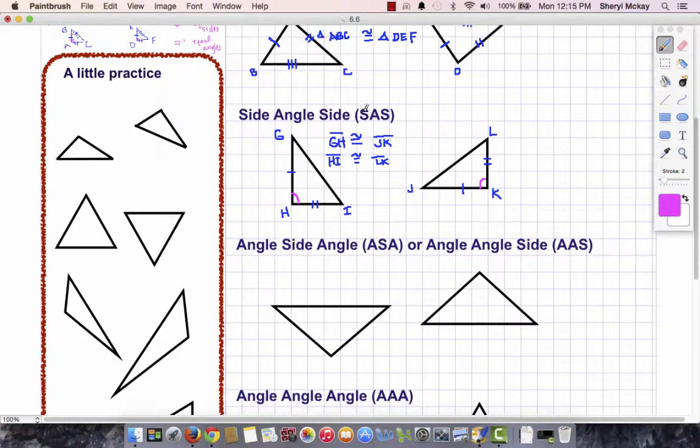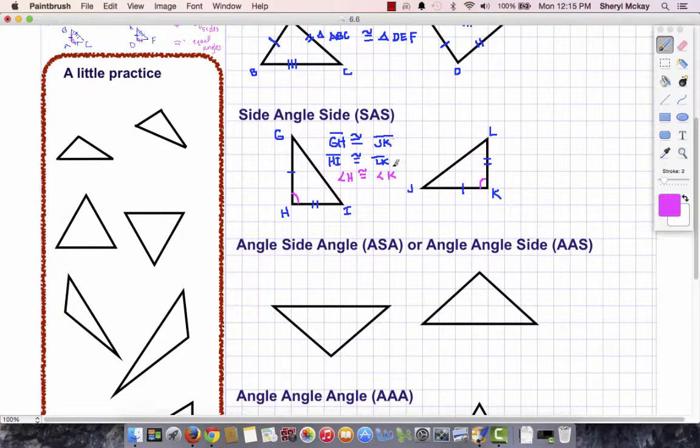That's why we call it side angle side. It has to be just like that. Two sides with the angle in between. We couldn't pick this angle over here because then the angle wouldn't be in between the two sides. So now we're going to say angle H is congruent to angle K.